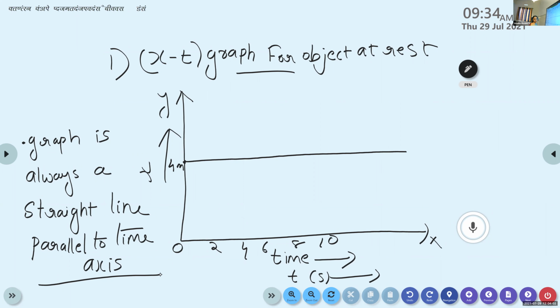What about our second graph? It is the position time graph for object moving with a positive uniform velocity. That is our second case. You don't need to write all these values, only need to identify the shape of the graph. I'm just taking some rough values for time. You don't need to copy them down, only draw the nature of the graph.